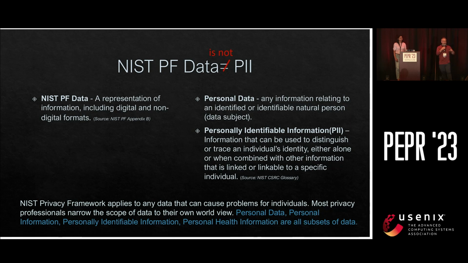This is the big one, I think. Data is not personally identifiable information. NIST purposely uses just the term data to avoid the regulatory problem of are we talking about GDPR and personal data? Are we talking about California? Are we talking about federal government regulations and PII? No, NIST says that they're talking about problems that can occur from data.